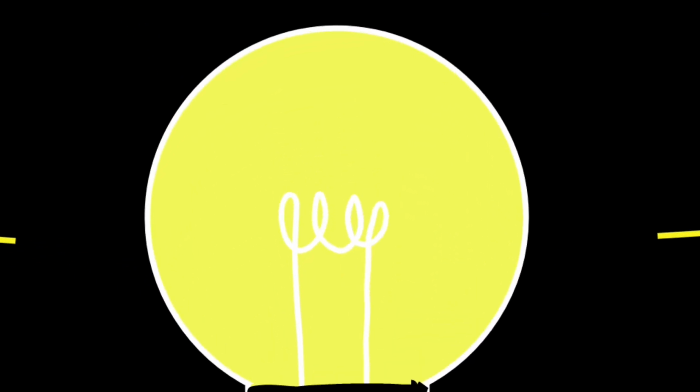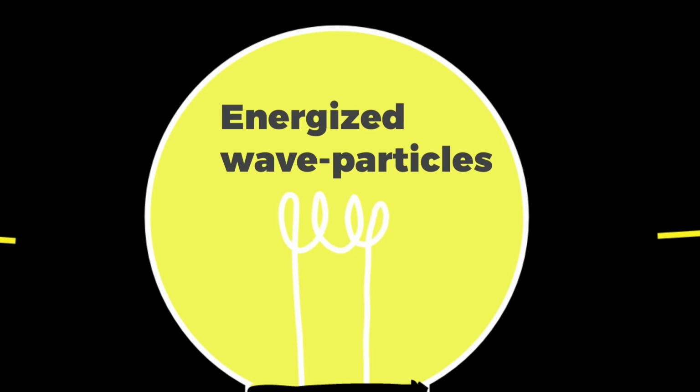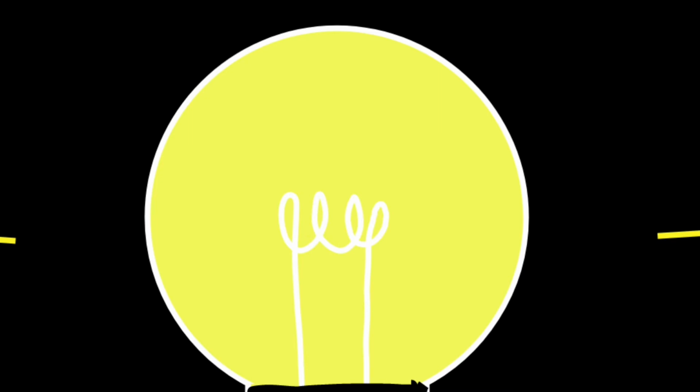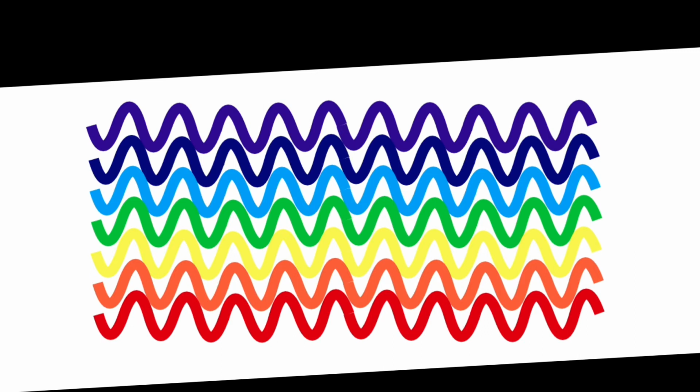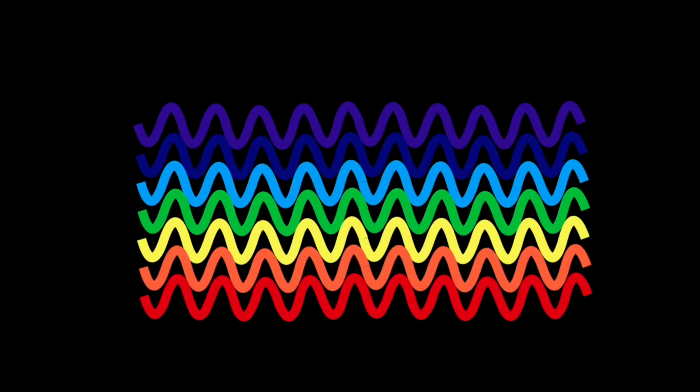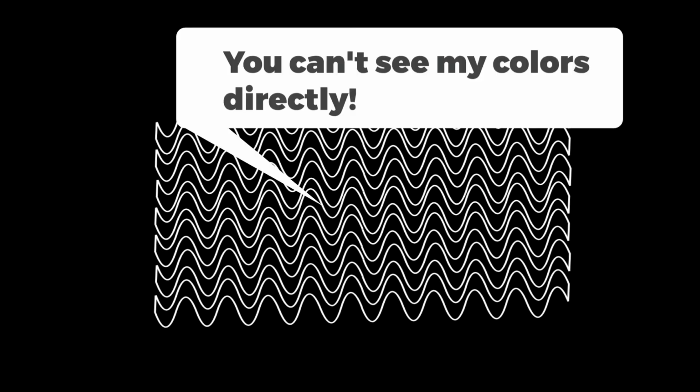Light consists of energized wave-like particles called wavelengths. A ray of light has a mixture of 7 unique wavelengths that appear to the brain as the colors of a rainbow: violet, indigo, blue, green, yellow, orange, and red. It should be noted that these wavelengths are actually invisible and cannot appear to us directly as colors.